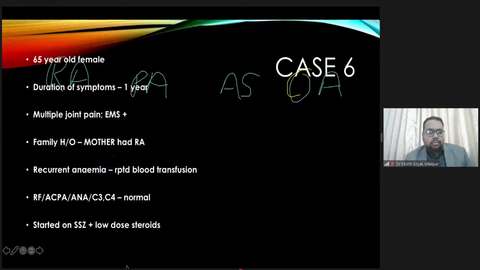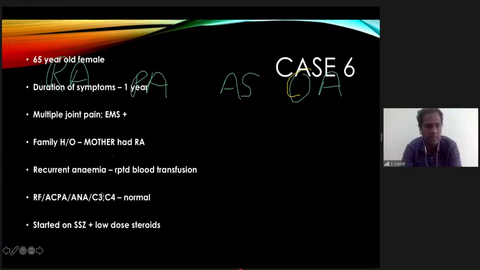So this is an elderly female. She had typically multiple joint pain, EMS. Mother had rheumatoid. She had recurrent anemia, repeated blood transfusions. Actually, she was the mother of a gynecologist, so the doctor kept on transfusing because she had recurrent anemia. They wanted to rule out an autoimmune cause. We did everything. Everything was fine. But she had a very typical inflammatory arthritis.